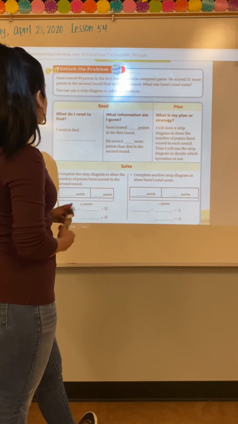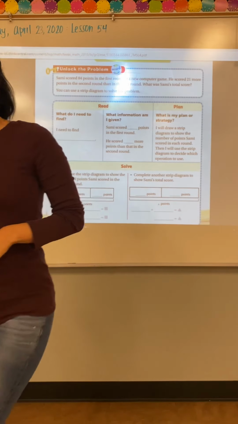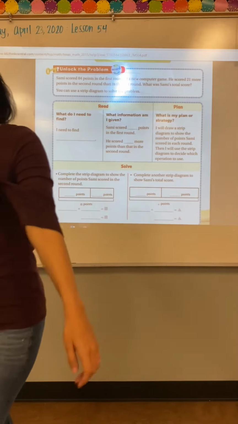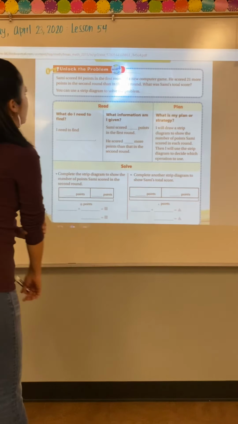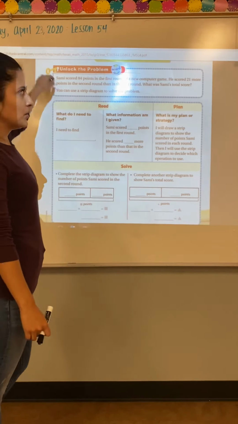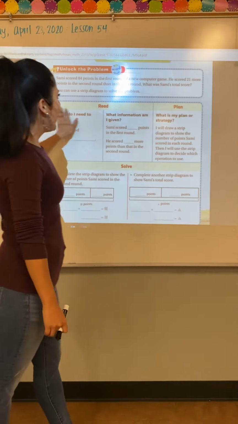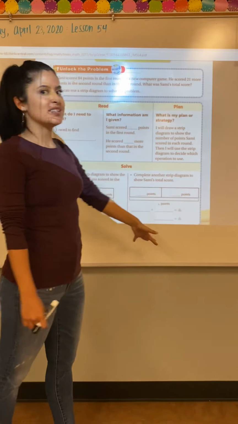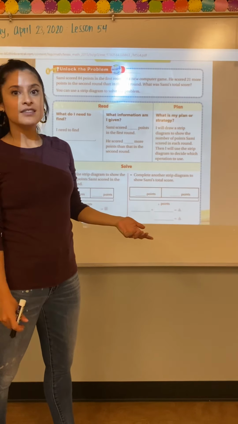All right, so let's take a look. I'm going to be on lesson 5.4 on page 157 in your textbook, 157. Let's take a look at this first page. Unlock the problem. We've got our word problem. We have a little template to help us out with our thought process. Let's take a look.